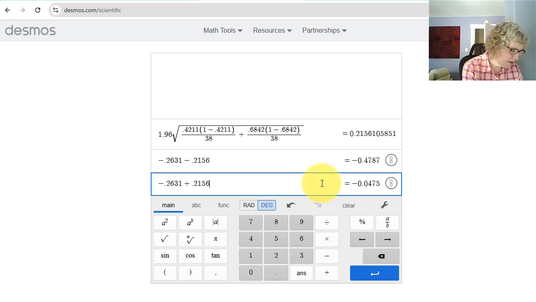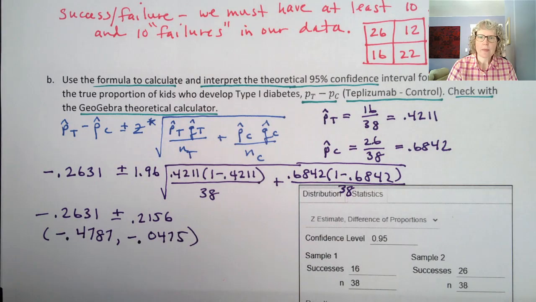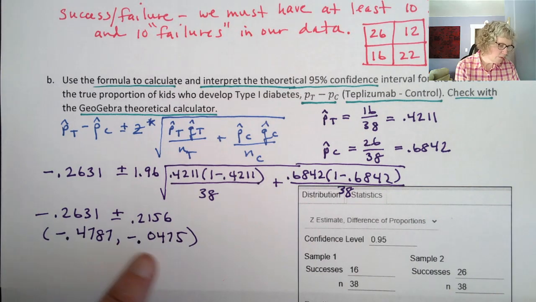Okay, so let me write this down and I'll switch back to the notes. So negative 0.4787, comma, negative 0.0475. Okay. Great, so this is what we got. We got negative to negative, right?